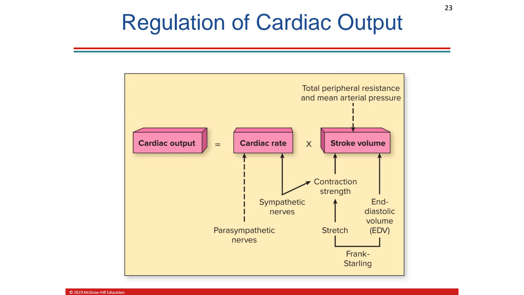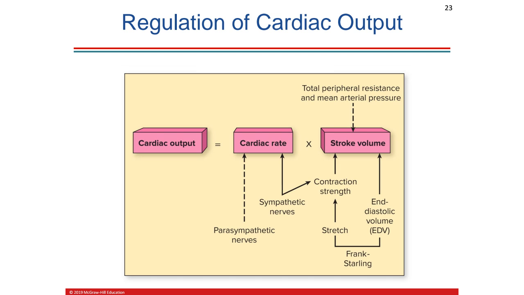This diagram puts together a lot of the things we talked about. Cardiac output is the product of cardiac rate and stroke volume. So we talked about the fact that parasympathetic nerves can release acetylcholine at the SA node, and they can inhibit the SA node and decrease the heart rate. Sympathetic nerves release norepinephrine at the SA node and thereby have an excitatory effect and increase heart rate.